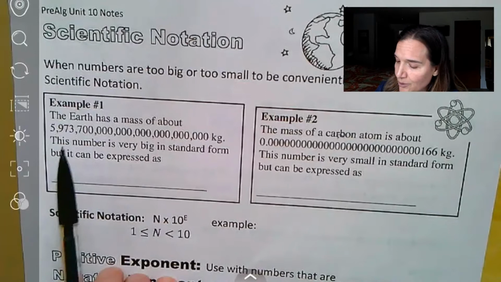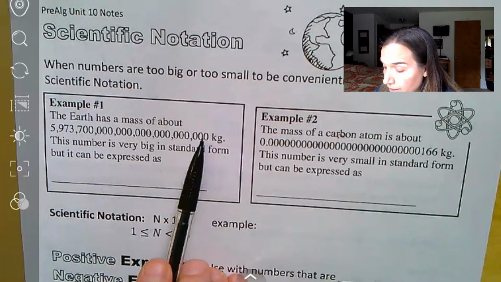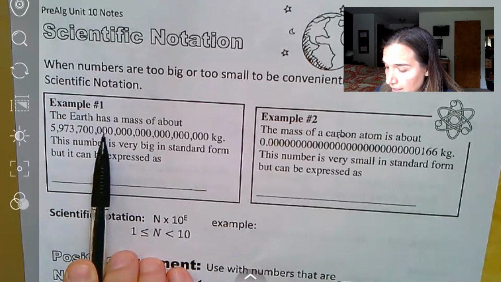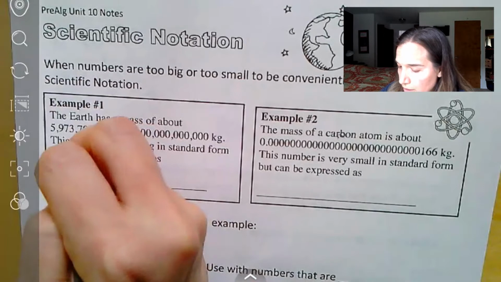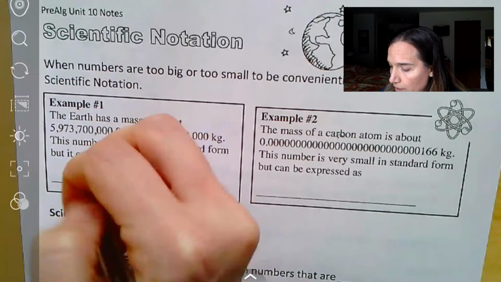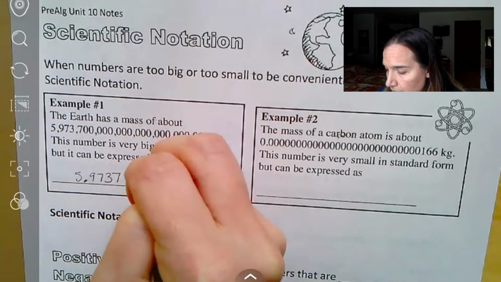So for example, this one here, huge number. Let's start here, I guess. There's three zeros, so 3, 6, 9, 12, 15, 18, 21, 24. 24 numbers behind the 5. And I'll explain why I'm doing just the 5 in a moment. So it's going to be 5.9737 times 10 to the 24th power.